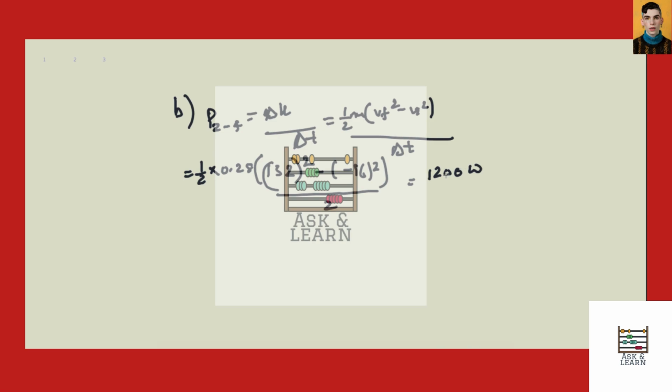So note that we also used the velocity here at 4 seconds as equal to 132 meters per second. You can find this velocity by plugging the value of time into the velocity function. So therefore, the average power generated between 2 to 4 seconds is equal to, as you can see, 1200 watts.